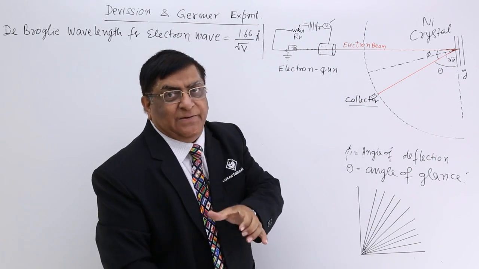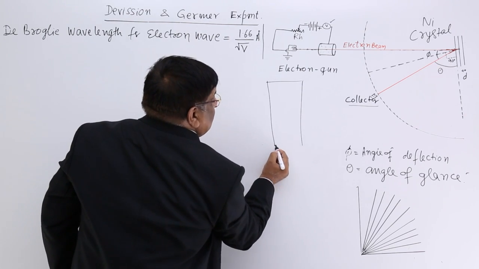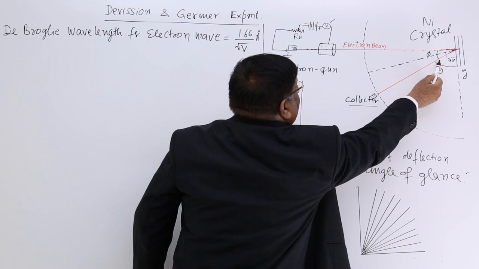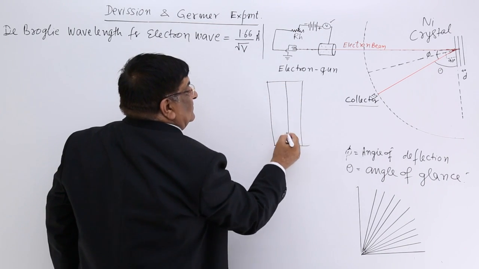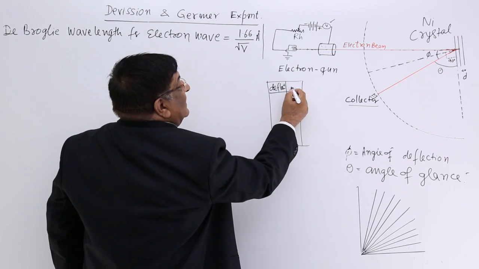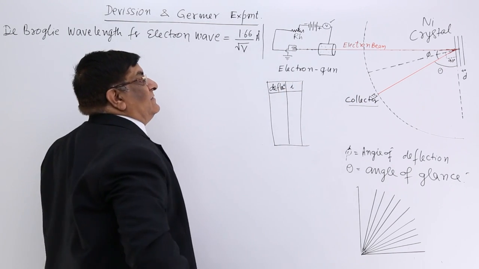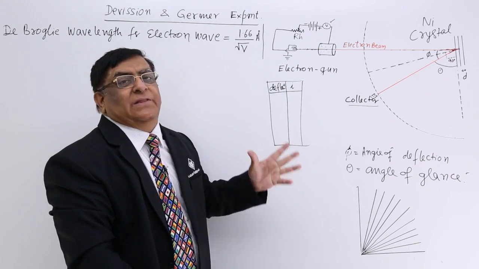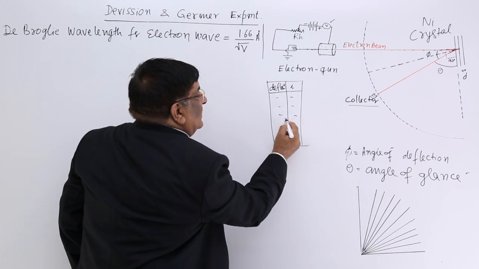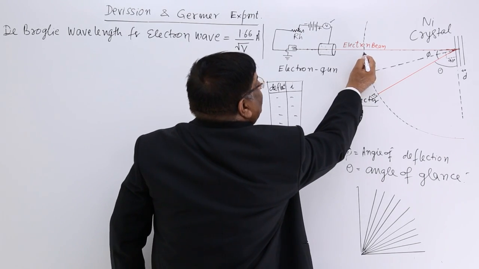Now we make a table. On the table we write this angle, which we will call the angle of deflection. And here we will write the number of electrons, or we will write the current, because current is made with the number of electrons. And we make a table 1, 2, 3, 4. This deflection we start checking from here.